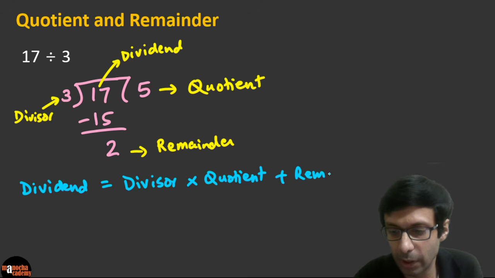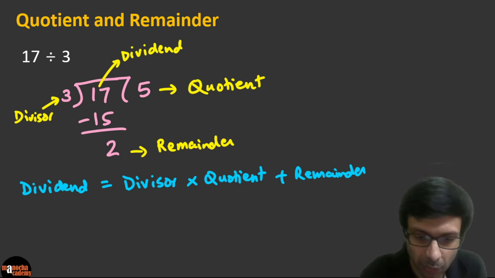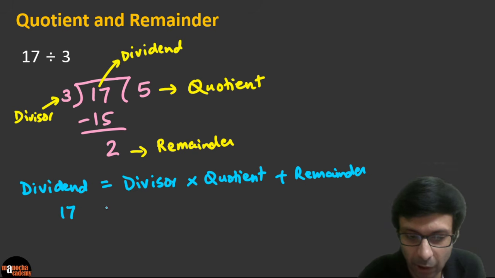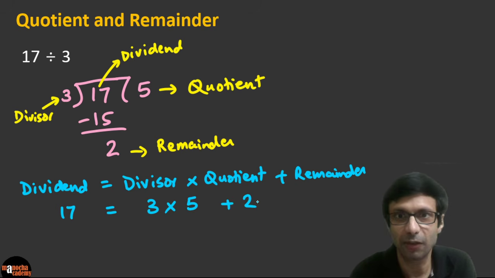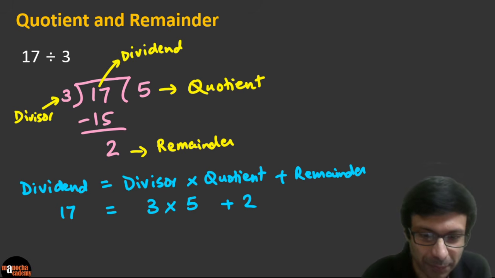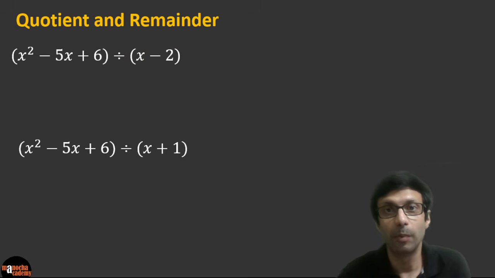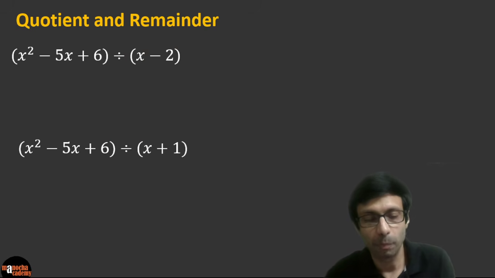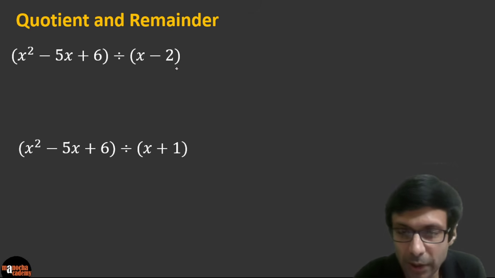Simple. So if you look at this example, what did we have there? We basically have 17 equals, the divisor is 3, so 3 times 5 plus 2. Can you see that, right? So dividend is divisor times quotient plus remainder. Clear? Very good. So this is our simple way of dividing numbers. And similarly guys, we can divide polynomials. Can you see these polynomials here? So let's go ahead and do this division.